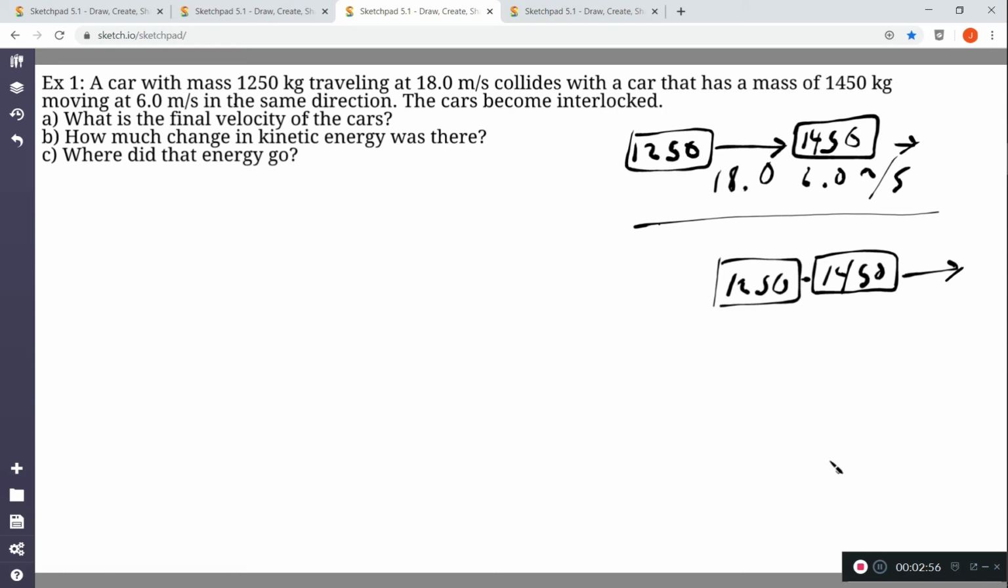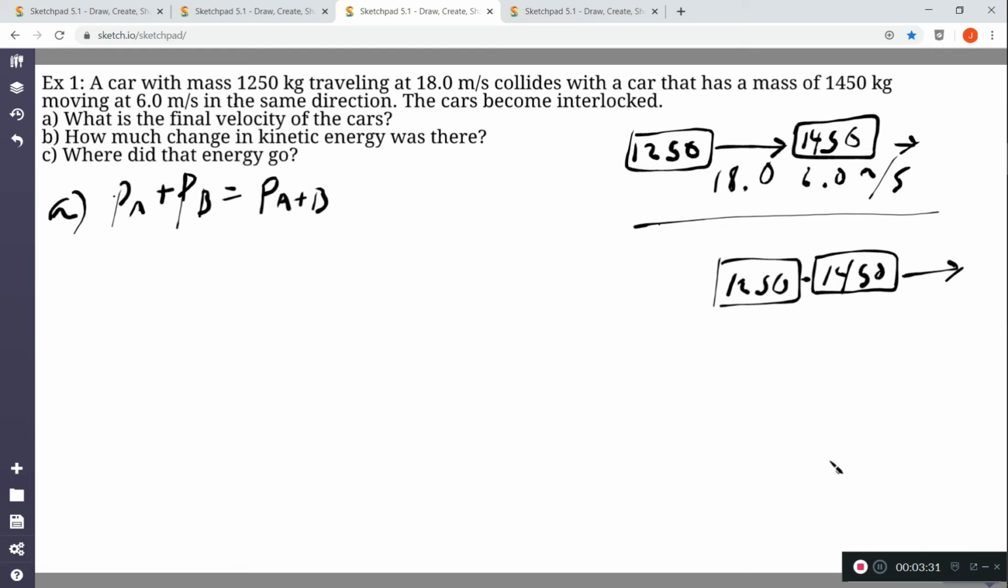So part A, we don't really need our discussion of kinetic energy here. We can handle this with the conservation of momentum. So the momentum of the system before has to be equal to the momentum of the system after. The momentum of the system before is the momentum of the two cars added together. So the momentum of car A plus the momentum of car B has to be equal to the momentum of A plus B when they lock together.